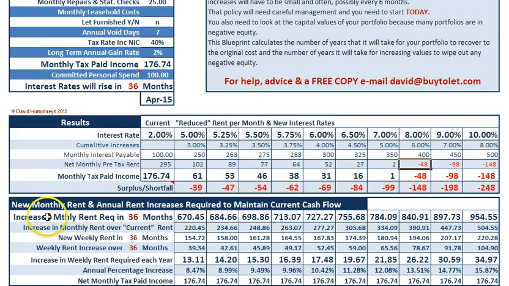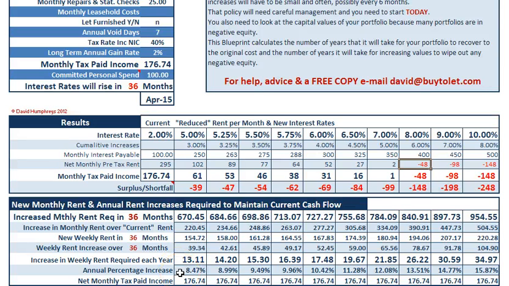So let's look and see what has to happen to your rent over the next, in this example, 36 months. In 36 months' time, if the interest rate goes up to 5%, you need to have increased your rent to £670.45. An increase in the monthly rent over the current rent of £220.45, or a new weekly rent of £154.72. This means that there's a weekly increase over the 36 months of £39.34, or each year the rent has got to go up by £13 per week.